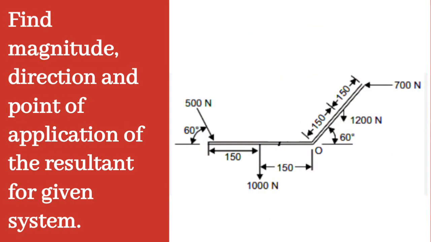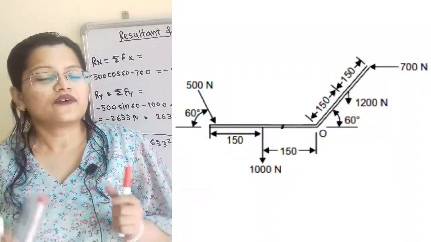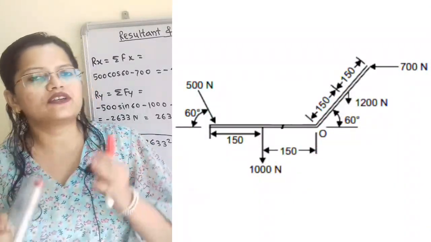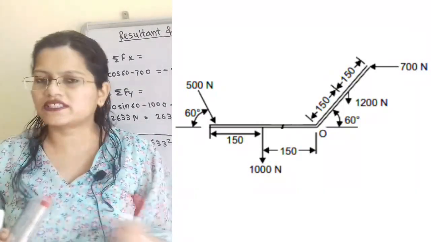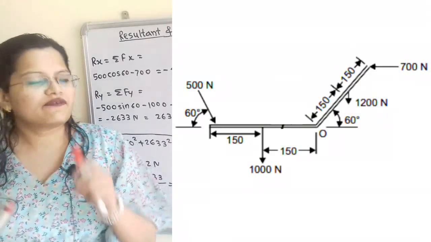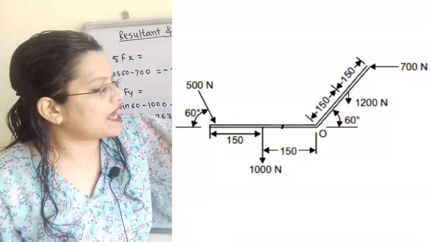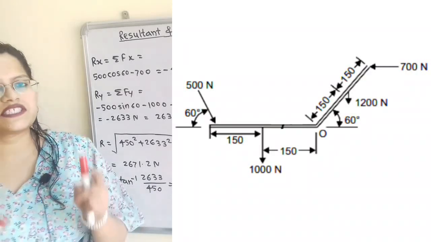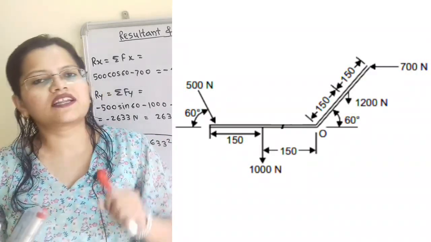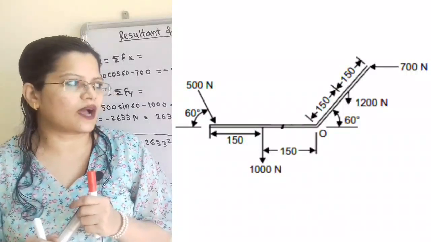Given the question, find the magnitude, direction and point of application of the resultant for the given system. If we observe, two arms are pivoted about this point O. We will first resolve the forces into horizontal and vertical components.